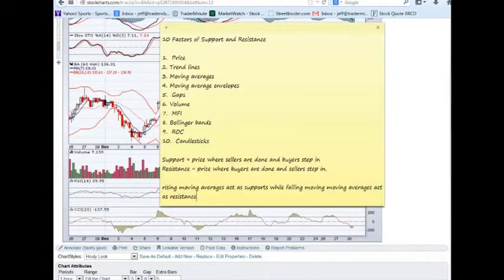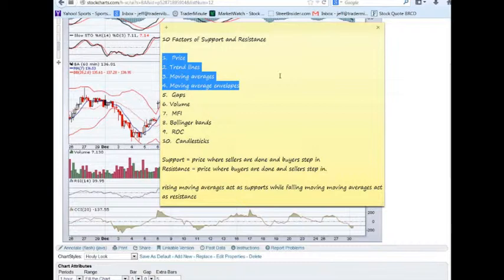So those are the first four: price, trend lines, moving averages, and moving average envelopes. Basically dealing with what we can see right there on the chart in some of the traditional ways to spot support and resistance. As we go forward here to 5 to 10, these are going to be a little less traditional. They require a little bit of a deeper look.